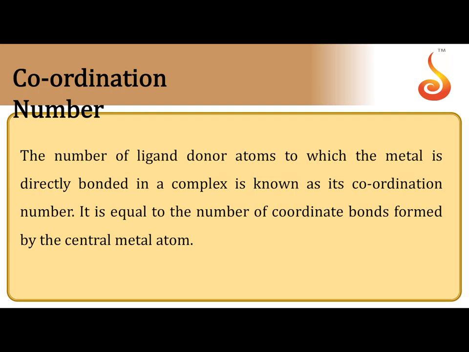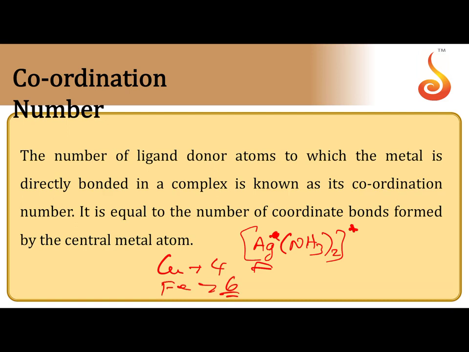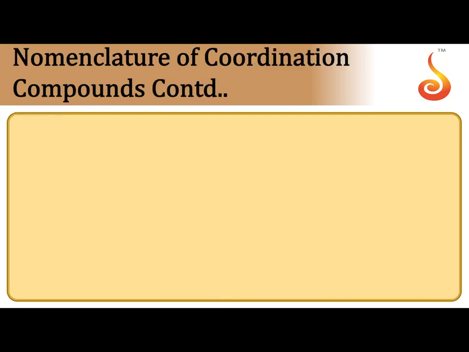The number of dative bonds formed by one single metal atom is called coordination number. Coordination number is characteristic of a metal. So silver, Ag+, always forms two coordinate covalent bonds. That's why its coordination number is 2. For copper it is 4. For iron it is 6. Generally coordination number is fixed. But for some metals like platinum, according to the situation, they can exhibit two types of coordination numbers.